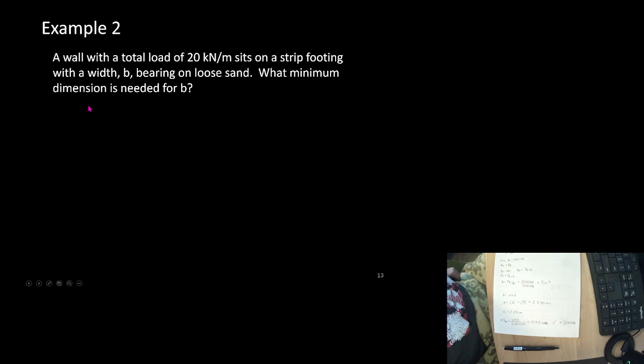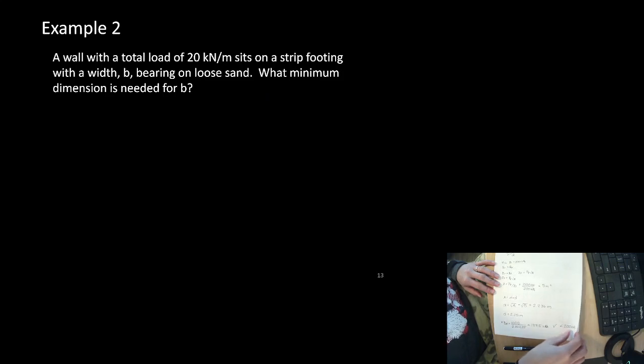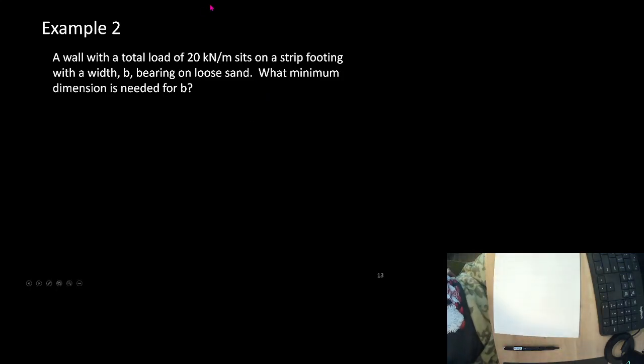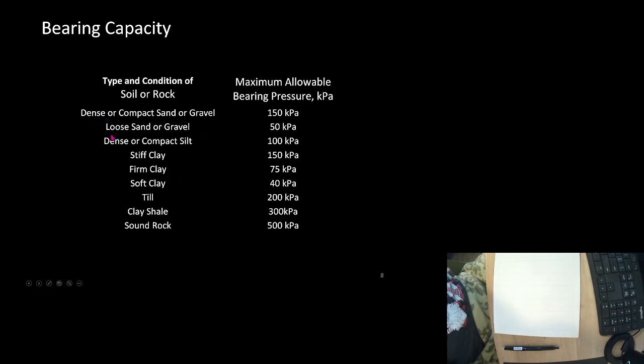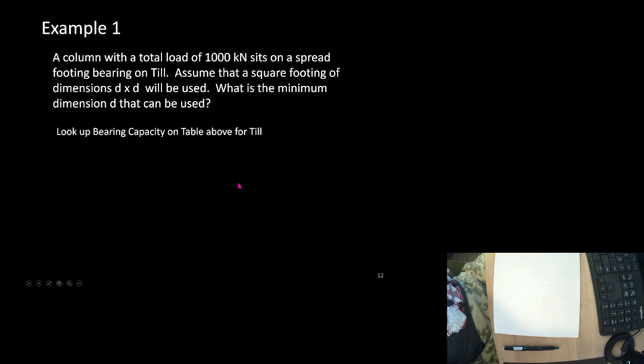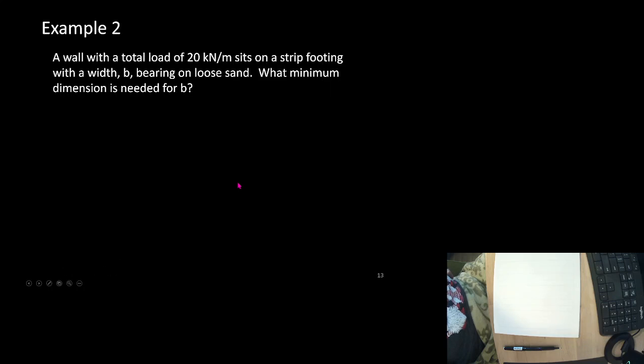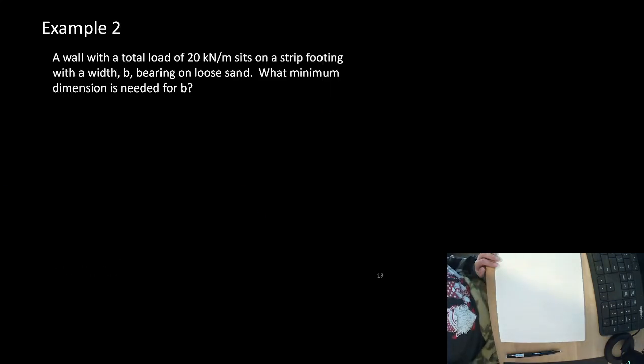Okay. A wall with a total load of 20 kilonewtons per meter sits on a strip footing with a width B bearing on loose sand. What minimum dimension is needed for B? So first off, before I make the screen big, let's look at the BR for loose sand. All right, loose sand or gravel. We're going to be using 50 kPa, so four times less than the till, or a quarter of the till. Let's get back to this one.